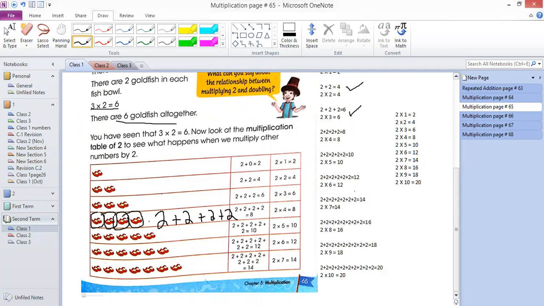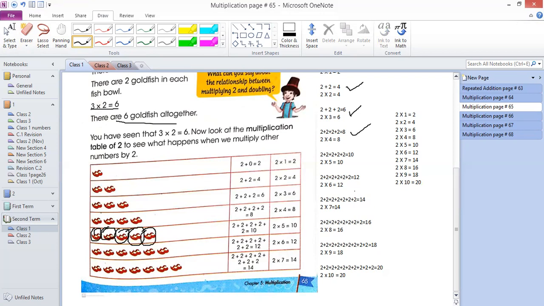Or I can just multiply 2 by 4. Why 2 by 4? Because there are 4 groups and in each group there are 2 fishes. So 2 by 4 is equal to 8. Let's go down and check how many groups are there. So there are 1, 2, 3, 4, and 5.